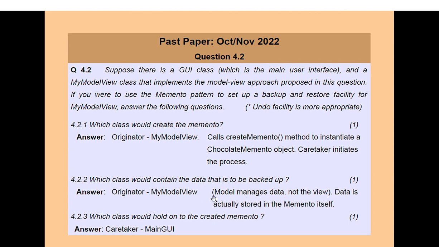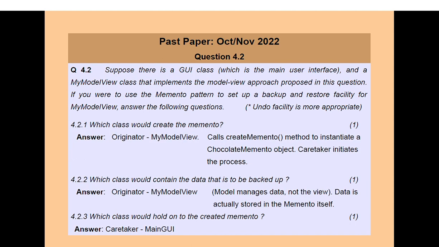So take your pick which one of those it is, and then which class would hold on to the created memento? And that answer is the caretaker, which is your main GUI class. And just remember that that caretaker doesn't have access to the data stored in the memento, so it preserves encapsulation. Only the actual memento object can access the data, and then also the originator, because that's, if you like, the owner of the data. But the caretaker, which actually holds the memento, cannot access the data, and that preserves encapsulation.